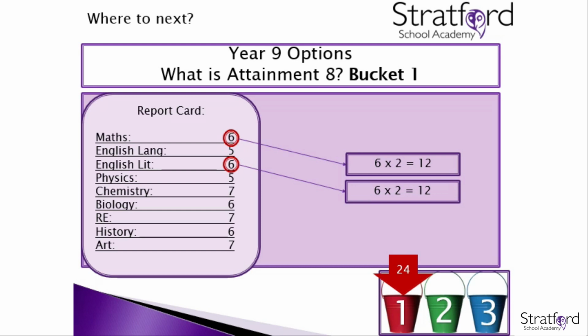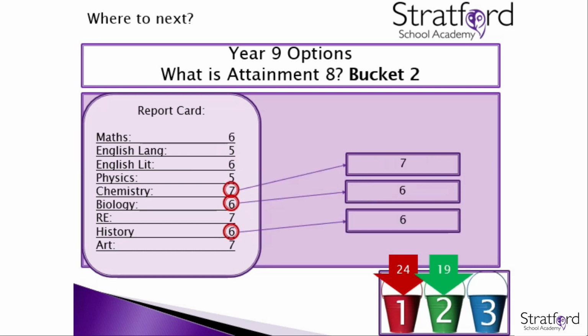So bucket 1, we look for the Maths grade, which this person has got a 6. And then we look for the highest out of English Literature or English Language. You can see on the report card the person has got a 5 in English Language and a 6 in English Literature, and therefore we're going to take the 6. As I said, for bucket 1, these are double weighted, so we times each of these by 2. So bucket 1 ends up with a score of 24.